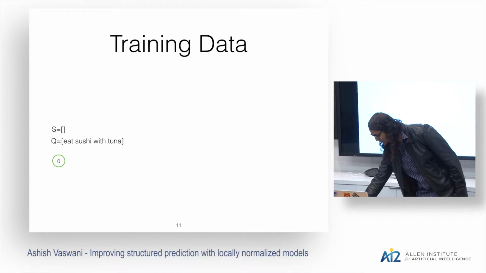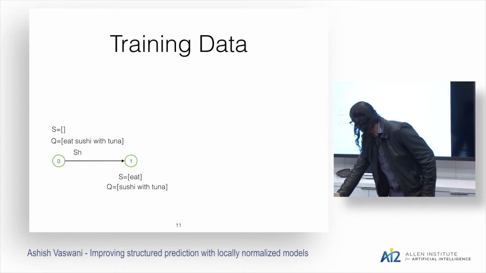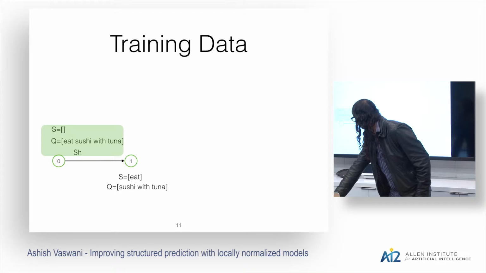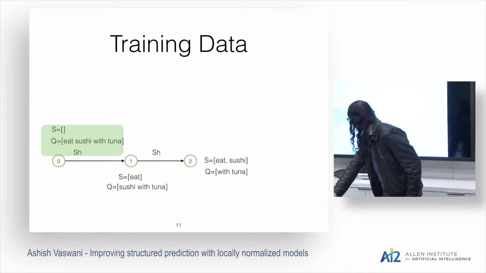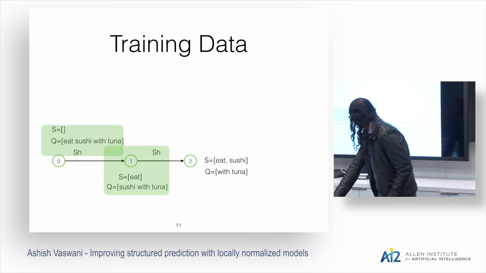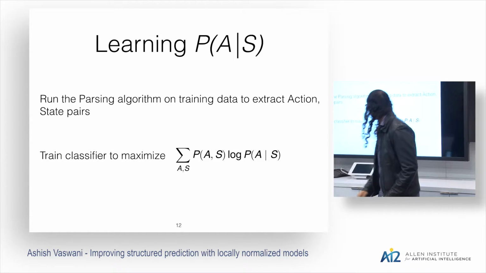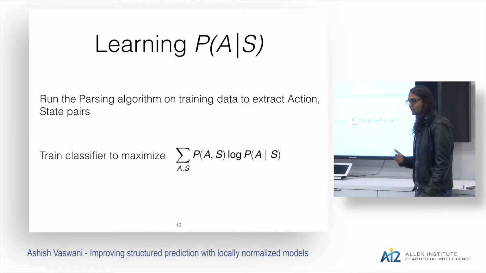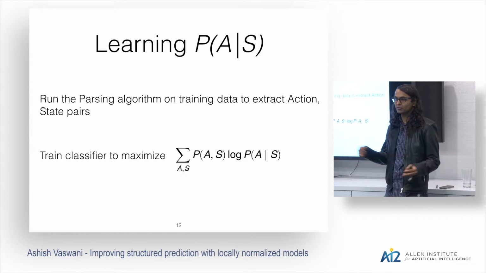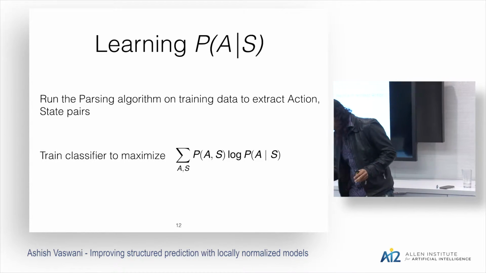Okay, so the way you actually extract training data is you first run a canonical parsing algorithm. You have your state, and the label is the action. In this case, this is the canonical parsing algorithm for the example that I just showed you. So you do a shift, you extract some more state. Then you have another shift operation. Then you extract the state and label pair. And now, once you have these state and label pairs, you train a classifier, your favorite classifier, to maximize the log probability of your pairs under the model, which is a conditional model. This is sort of standard.